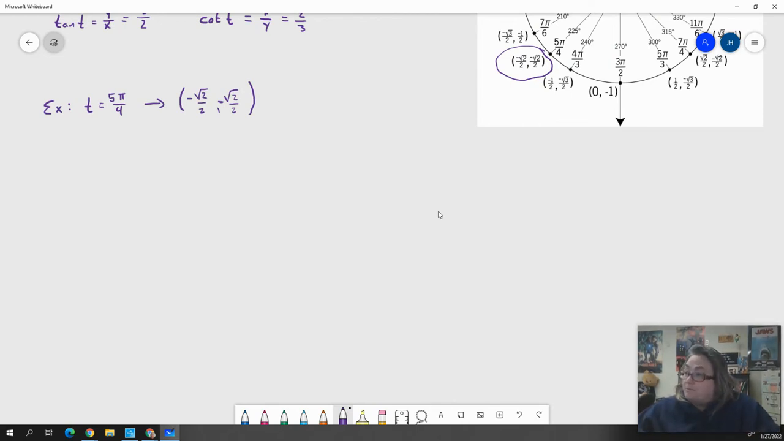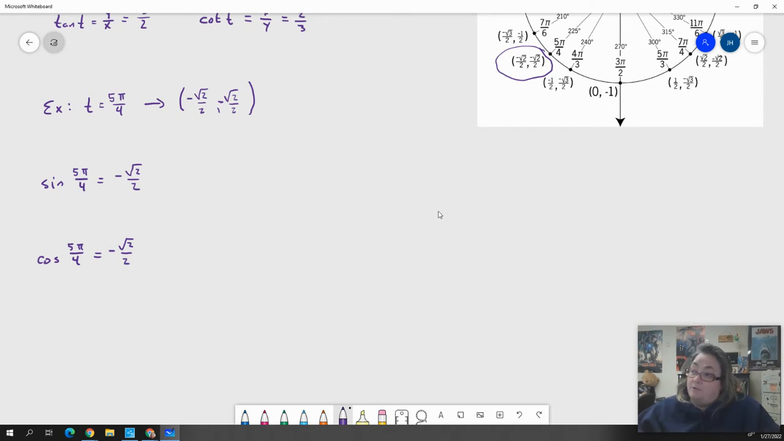So what we can say is that sine of 5 pi over 4, well, that is just going to equal negative radical 2 over 2. In the same respect, cosine of 5 pi over 4, well, cosine is our x value, which is also just negative radical 2 over 2.